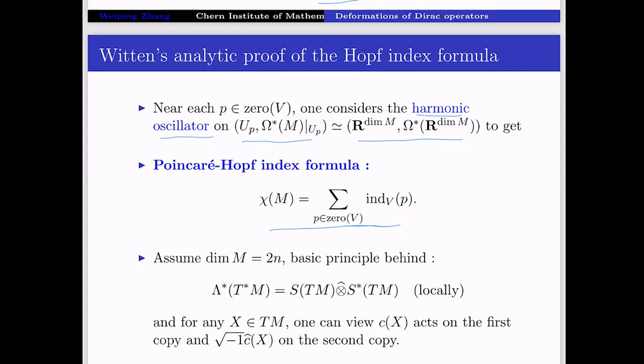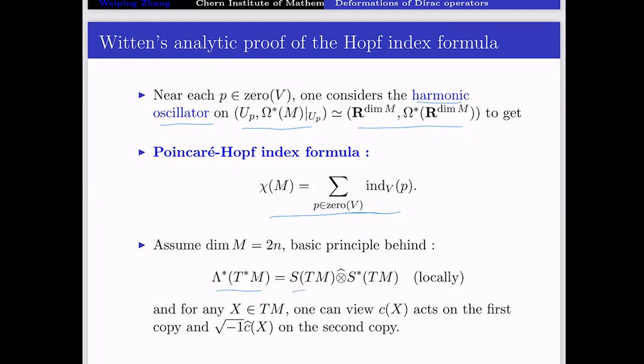The basic principle behind this proof is that locally the exterior algebra can be written as a spinor bundle. We take an even dimension, and it is a super tensor product of the spinor bundle and its dual, at least locally. So one can view this c action as acting on the first space and the c-hat acting on the second space. Or you can view it as one being the left multiplication, the other the right multiplication. So this is the basic structure which will be used in many contexts.